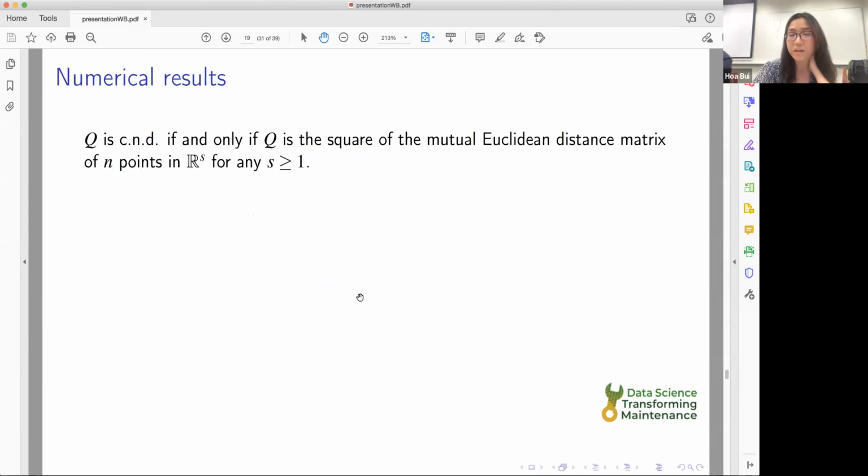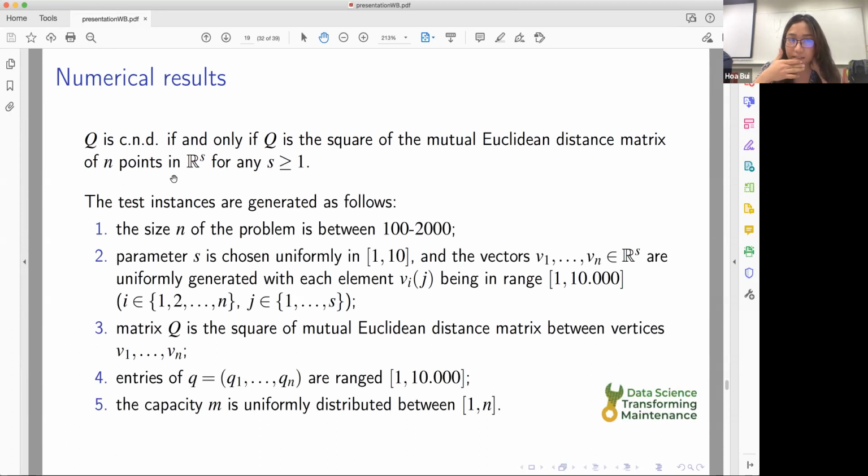We generate random data, because for standard tests for quadratic knapsack, they usually randomize data. Q actually has a special structure. It is conditionally negative definite, so we need to find a way to generate it. Actually, Q is the square of the mutual Euclidean distance matrix of n points in any finite dimensional space. And then we generate the test instances, and we choose a large range. The matrix is full, 100% dense as well.